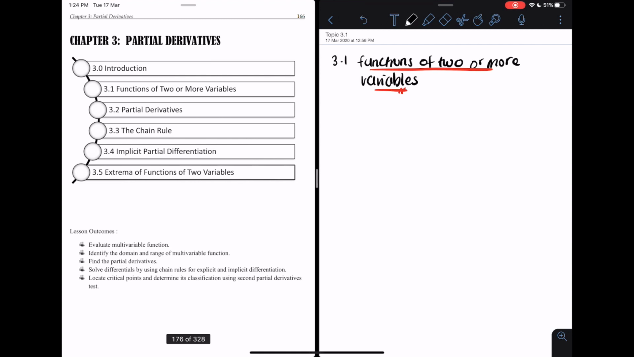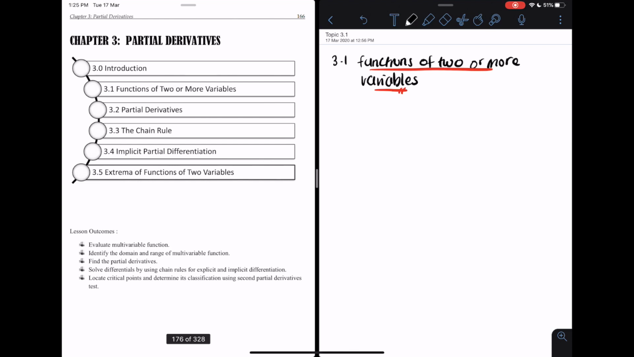By the end of this chapter, you should be able to evaluate yourself whether you know how to evaluate multivariable functions, identify the domain and range of multivariable function, find the partial derivative, solve differentials by using chain rules for explicit and implicit differentiation, and locate critical points and determine its classification using second partial derivative test.